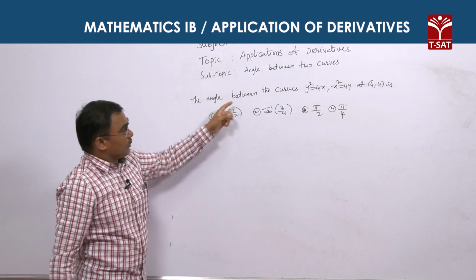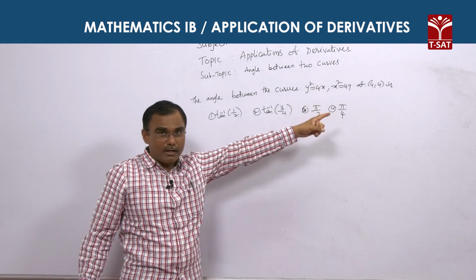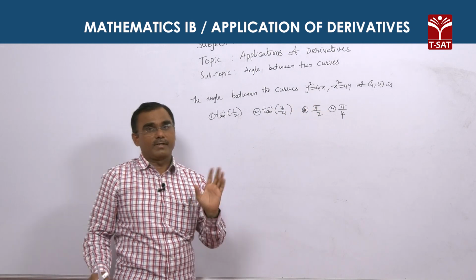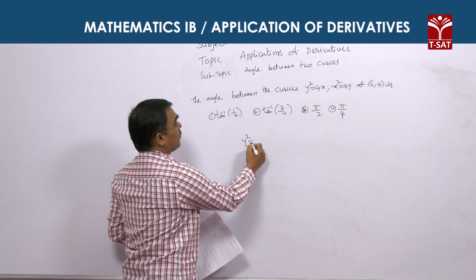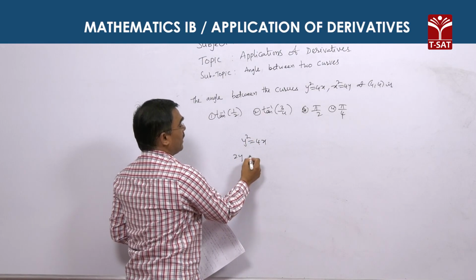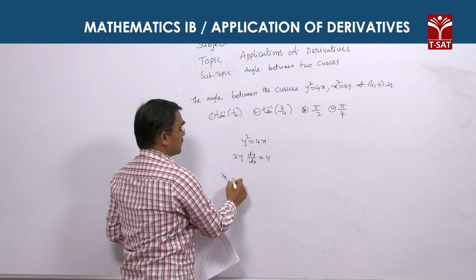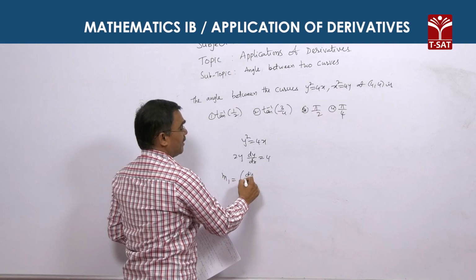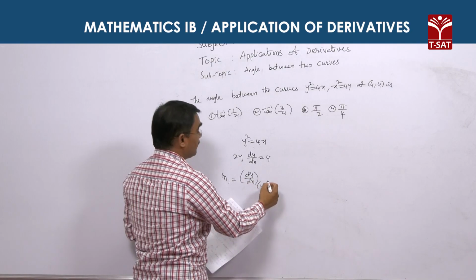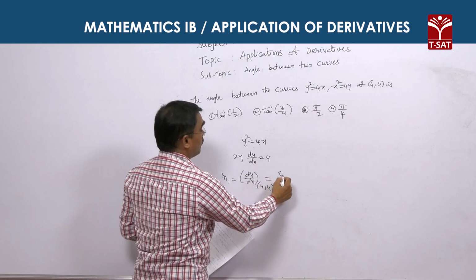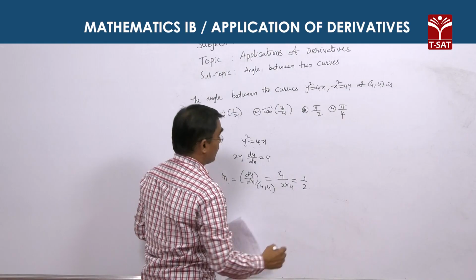Right. Two curves, and the angle between them at the point. The point is already given, so we need not find it; only slopes need to be taken. The first curve is y² = 4x. 2y dy/dx is equal to 4. The slope of the tangent to the first curve, m1, is dy/dx at the point (4, 4), which is 4 by 2 into 4. The value is 1 by 2.